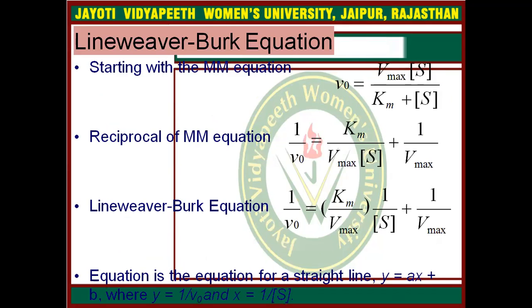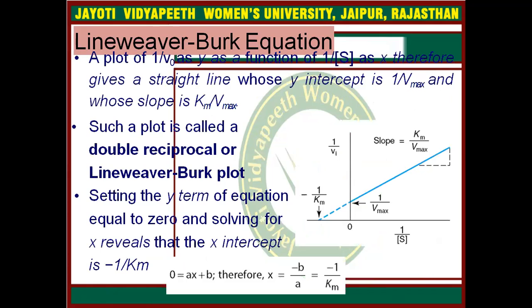Here we can see the Lineweaver-Burk equation, which is the equation for a straight line, y is equal to ax plus b, where y is equal to 1 by V0 and x is equal to 1 by S. A plot of 1 by V0 as y as a function of 1 by S as x therefore gives a straight line whose y-intercept is 1 by Vmax, and whose slope is Km divided by Vmax.